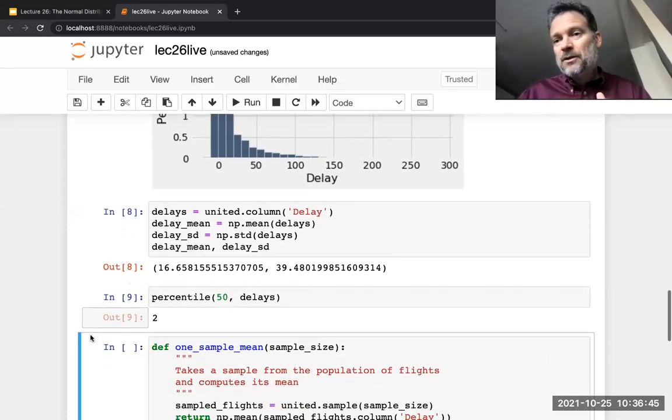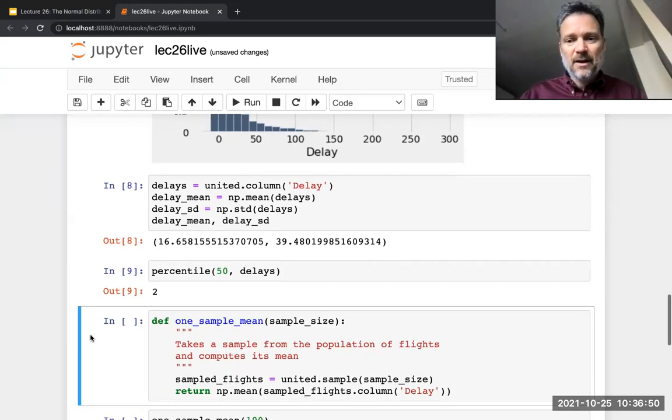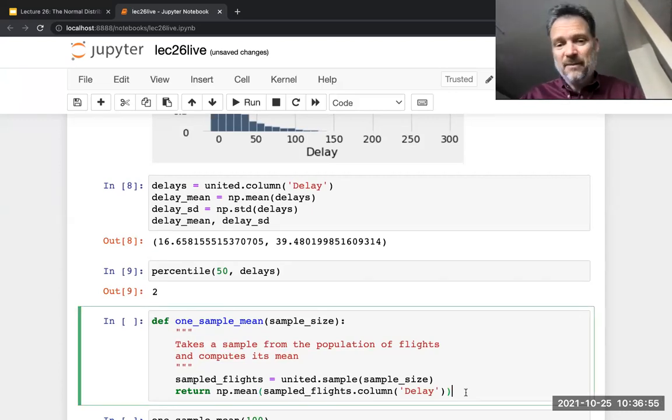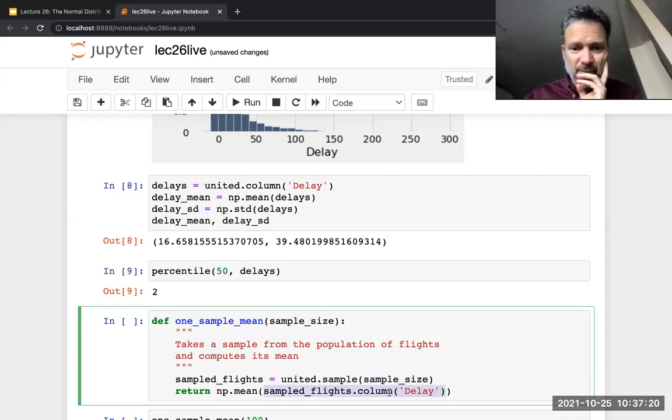Okay, so what I'm now going to do is simulate the process of drawing a random sample from this population. We're going to take a random sample of flights, and then for the flights in that sample, we're going to compute the average delay. In this code, you can see I've defined a function that takes a sample from the population of some given size. Then we get the delays for those flights, and we compute the average.